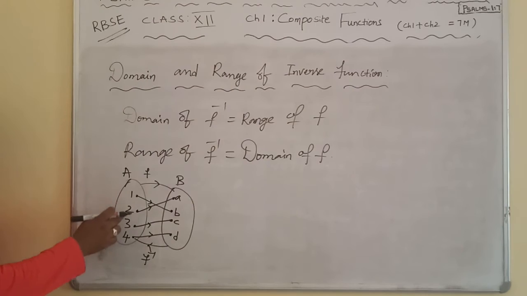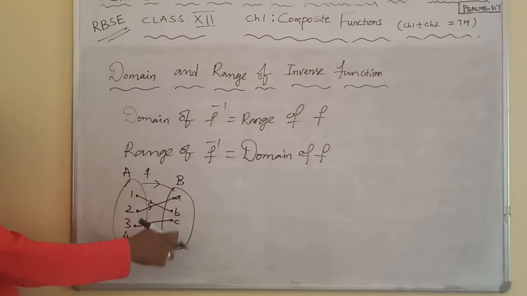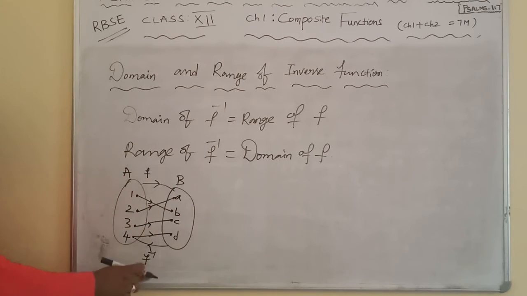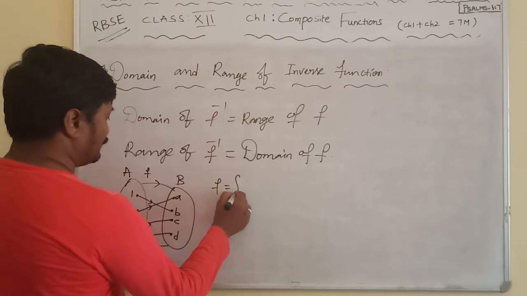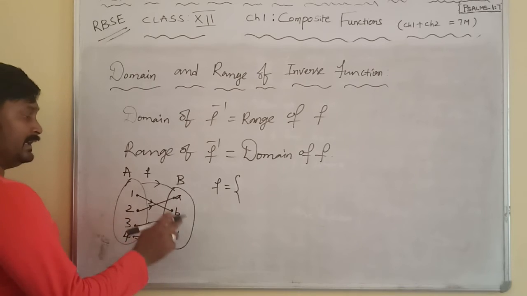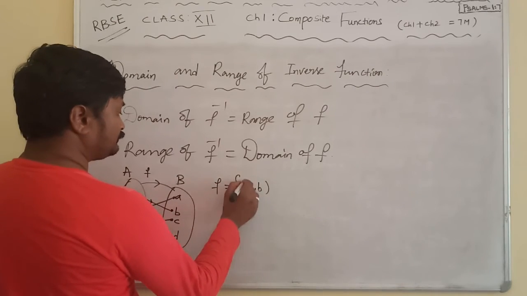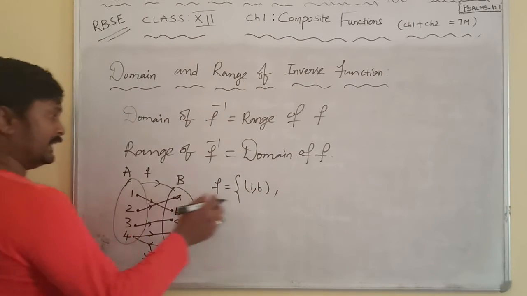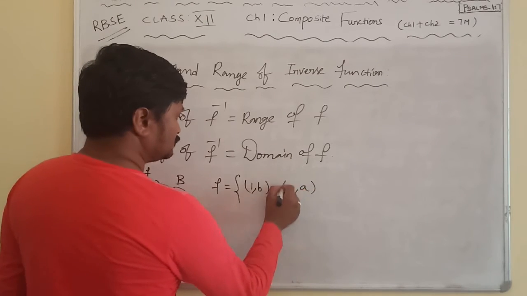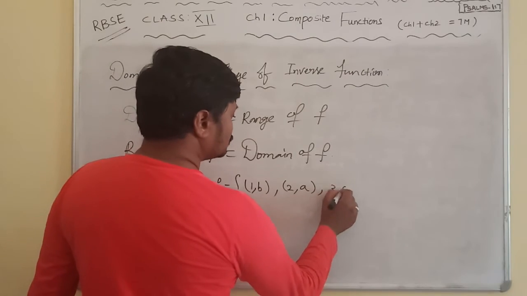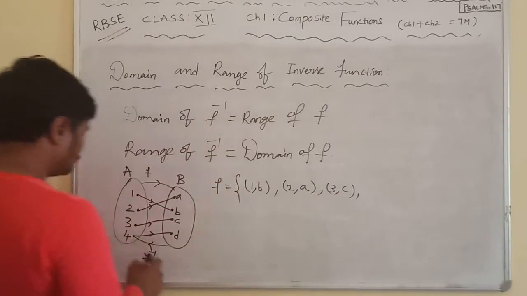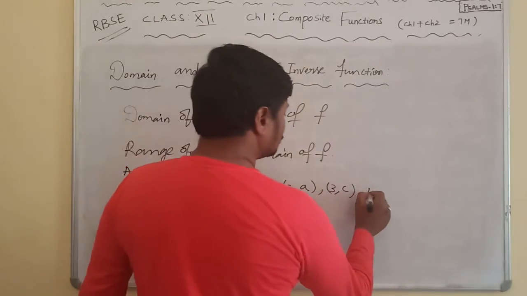Capital A is equal to {1, 2, 3, 4}. Capital B is equal to {a, b, c, d}. That relation was given. Now in this, what is your f? f is nothing but (1, b), next (2, a), next (3, c), next (4, d).